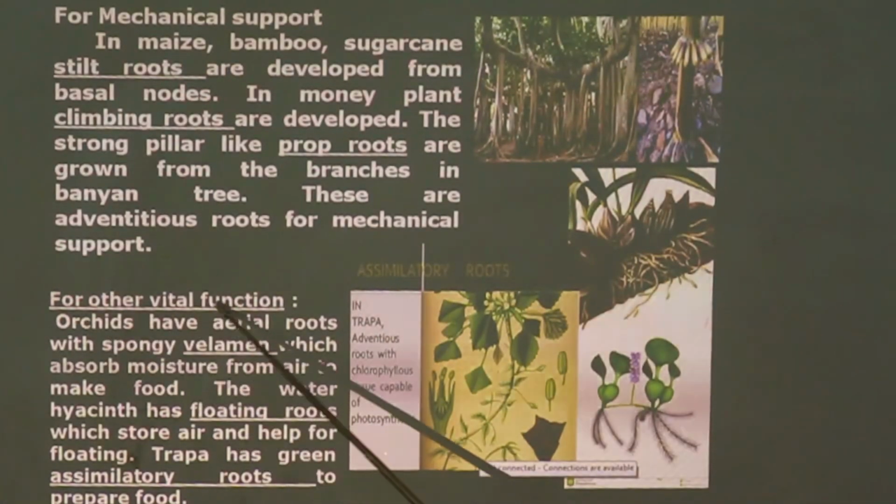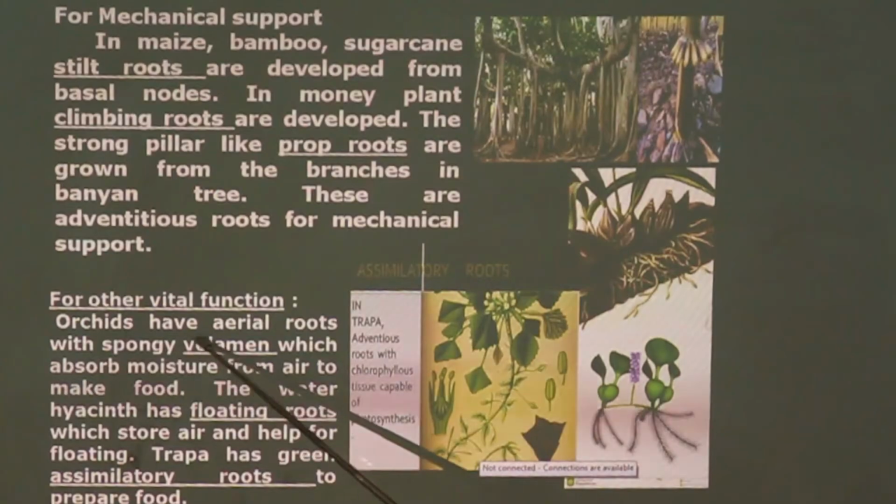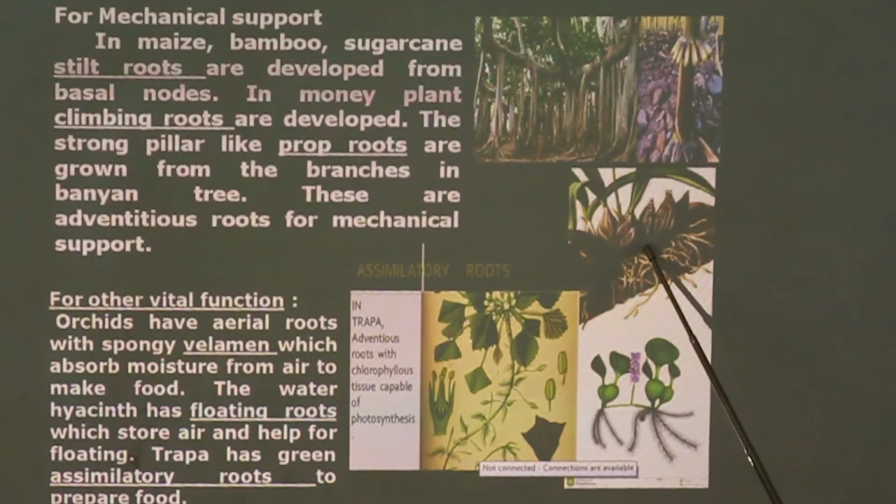For other vital functions, orchids have aerial roots with spongy filaments which absorb moisture from the air to make food. So this is an orchid plant, and orchid plants have some roots. These roots are called filaments. They absorb moisture from the air and it is used in photosynthesis to make their food.